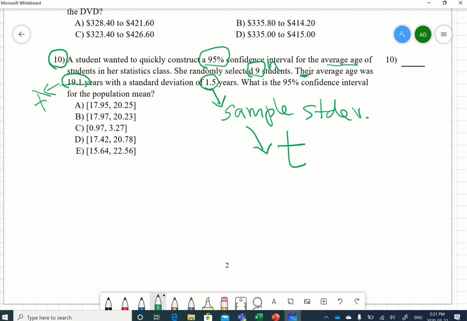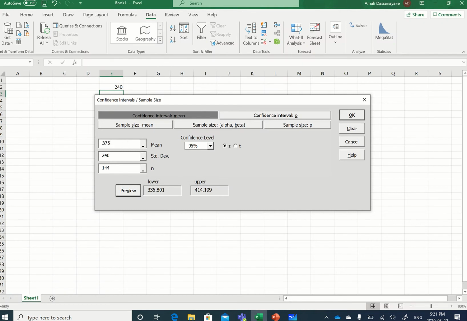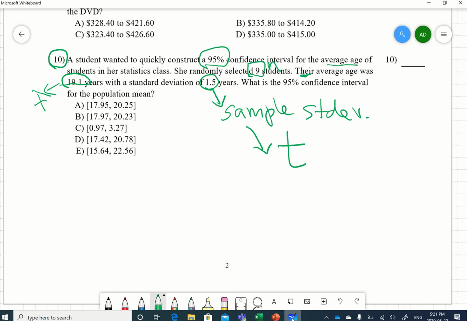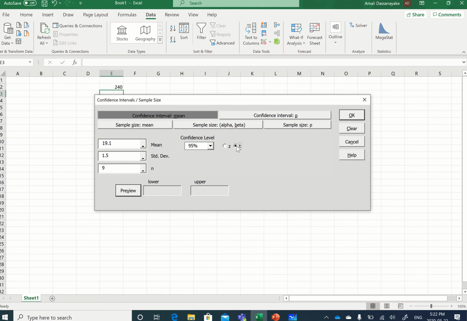So let me enter 19.1, 1.5, and 9, and T. Still confidence intervals. Our level is 95, so T. Once again, because this 1.5 was the sample standard deviation, we use the t approach.